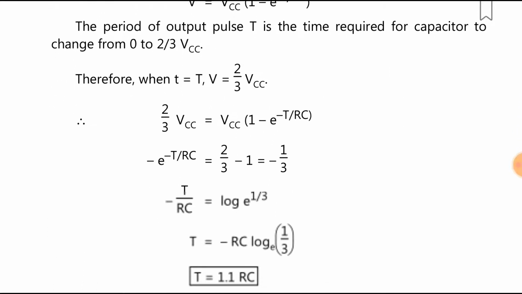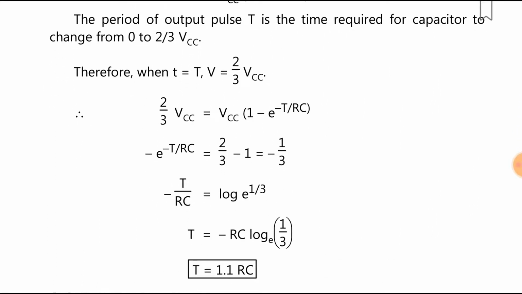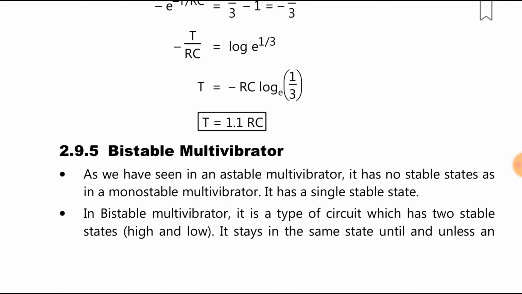So the period of the output pulse T is the time required for the capacitor to charge from 0 to 2/3 VCC. Therefore, when t is equal to capital T, V is equal to 2/3 VCC. So 2/3 VCC is equal to VCC (1 minus e raised to power minus T upon RC). So I can get T equal to 1.1 RC after solving this.